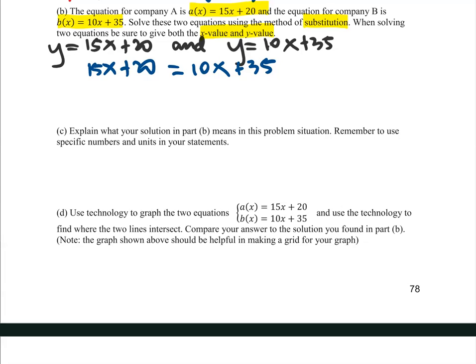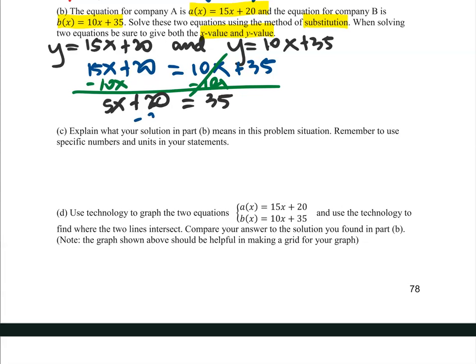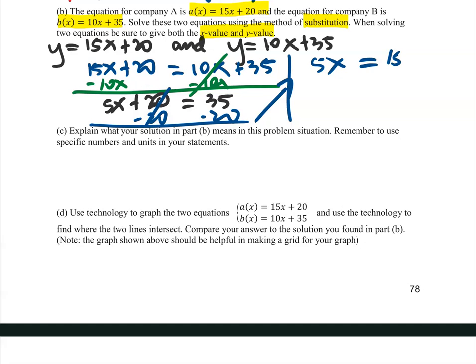To solve for x, subtract 10x. 15x minus 10x is 5x, plus 20 equals 35, then subtract 20. I'm going to write it here, 5x equals 35 minus 20, which is 15, and then divide by 5, so that x is equal to 3.